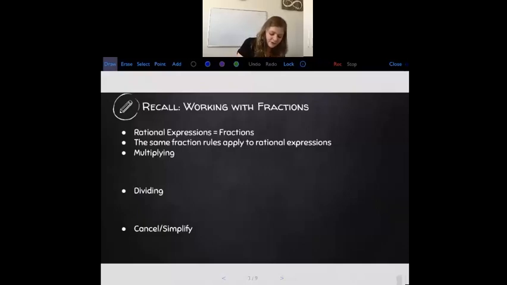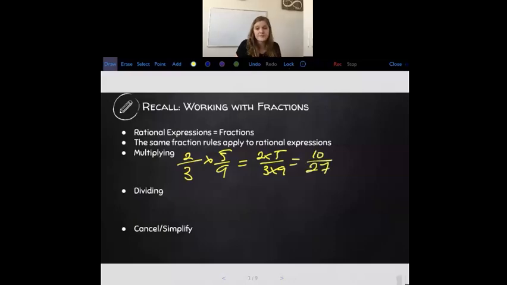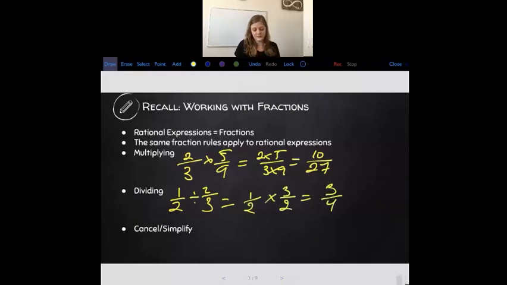So for instance, when we multiply fractions, let's say 2/3 times 5/9, we multiply straight across, 2 times 5 over 3 times 9, to give us 10/27. So when we multiply rational expressions, we'll multiply straight across. When we divide, let's say 1/2 divided by 2/3, we keep the first fraction, change the sign to multiplication, and flip the second fraction. So this becomes 1/2 times 3/2, and then we end up with 3/4.